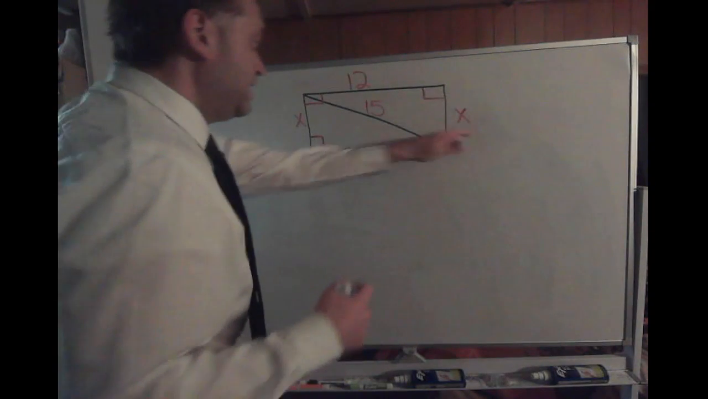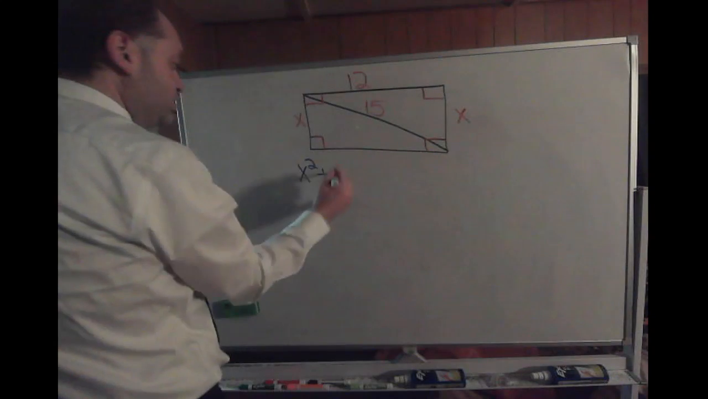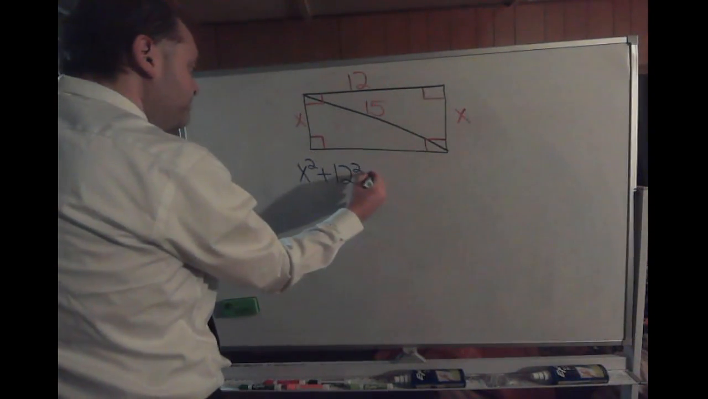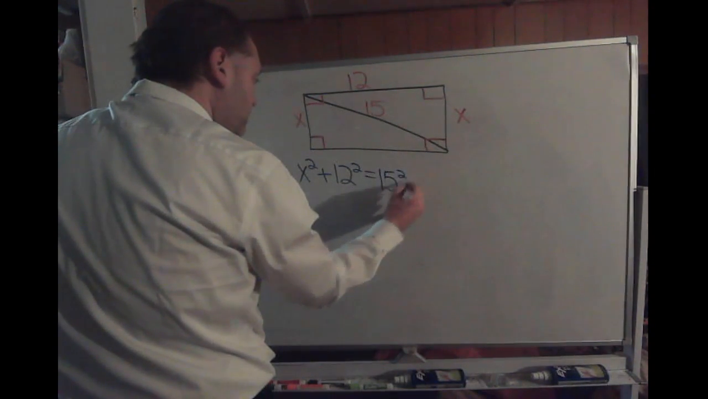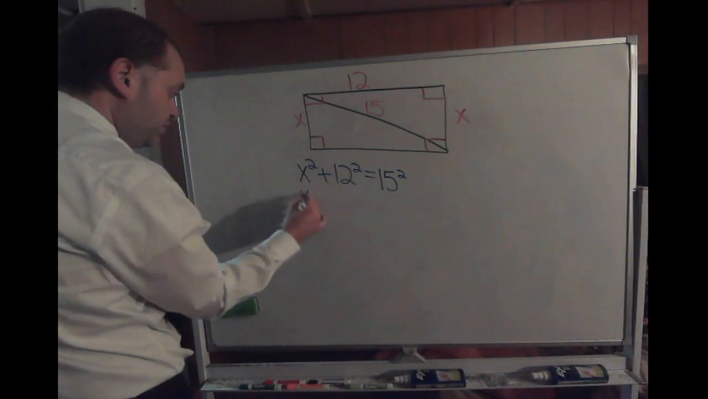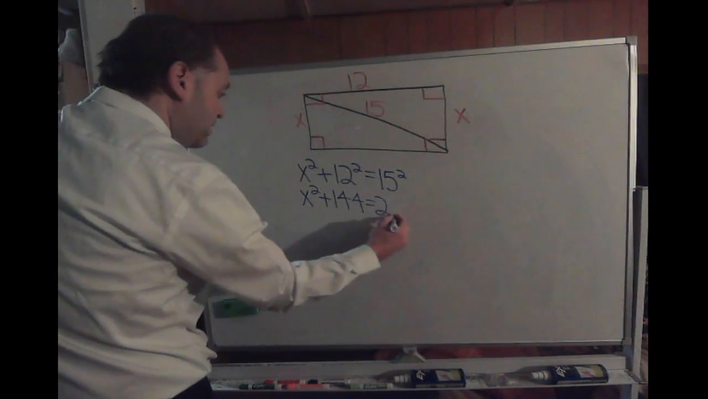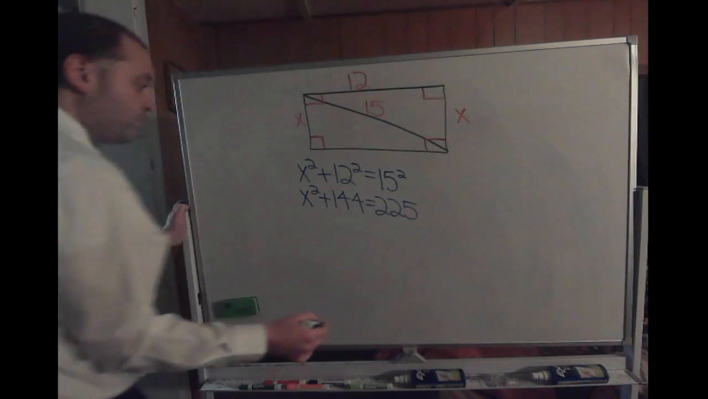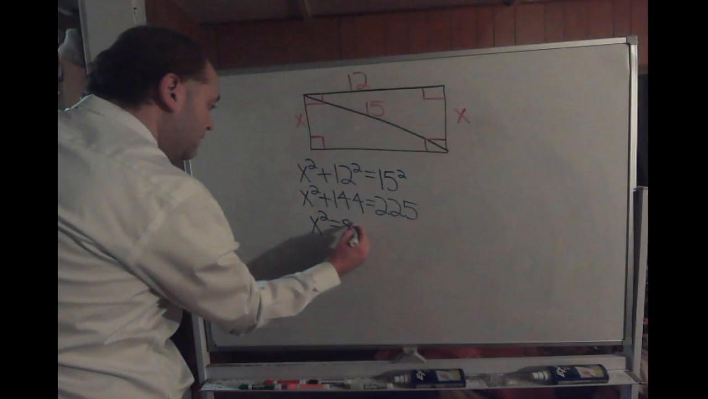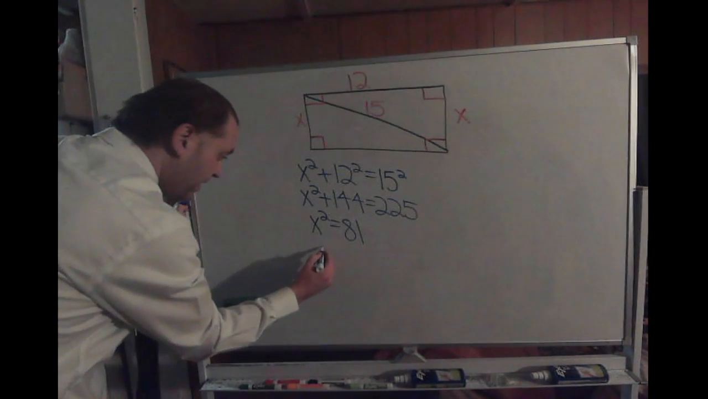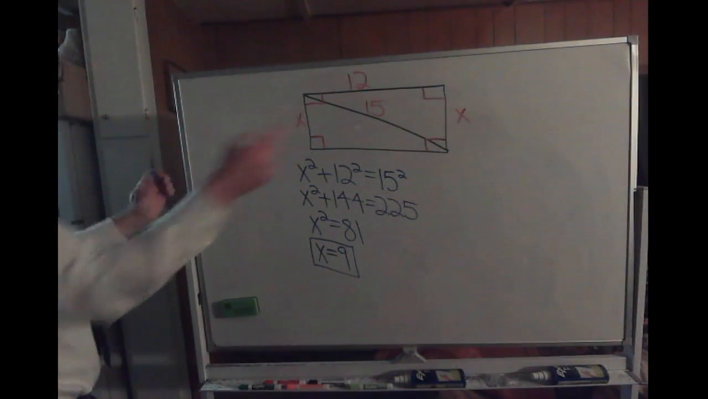Okay, so you'll take your leg x, raise that to the second power, plus the length of this leg 12, raise that to the second power, set that equal to the length of your hypotenuse, which is 15 raised to the second power. And then this would turn into x squared plus 144 equals 225, which means then that x squared equals 81. And we know the positive square root of 81 is 9. So x is equal to 9.